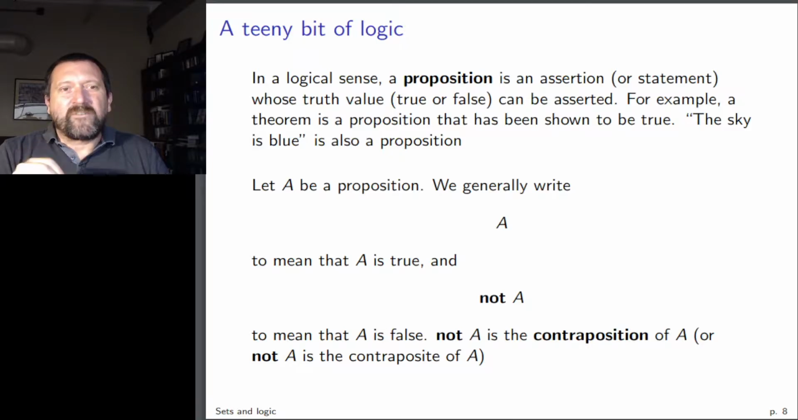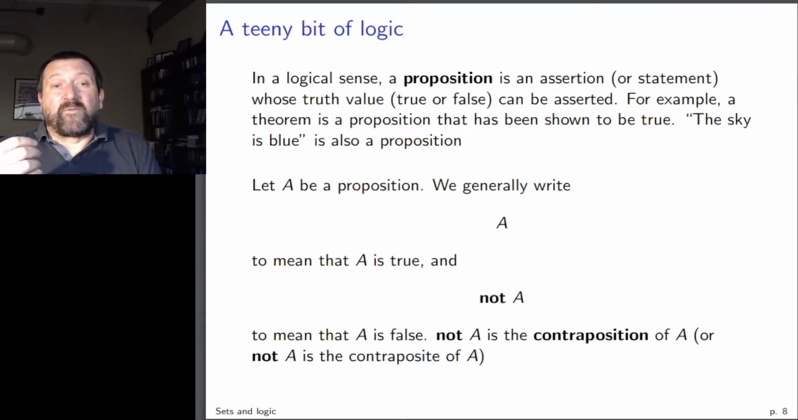In a logical sense, what we call a proposition is an assertion or a statement whose truth value, whether it's true or false, can be asserted. A theorem is a proposition that we have shown to be true. The sky is blue would also be a proposition, but it's something that's going to be difficult to prove. Now, if A is a proposition, we typically write A to mean that A is true, and not A to mean that A is not true.